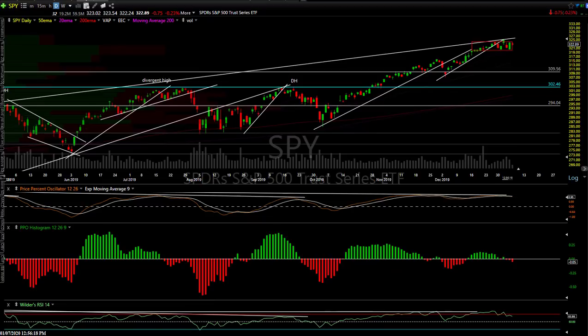I like to look at these, what I call hills, on the histogram. This is the PPO histogram. If you don't have a PPO on your chart, put up a MACD and then the MACD histogram. It'll look almost identical. They're very close cousins, these two indicators, the PPO and the MACD. And they help define bullish trends and bearish trends.